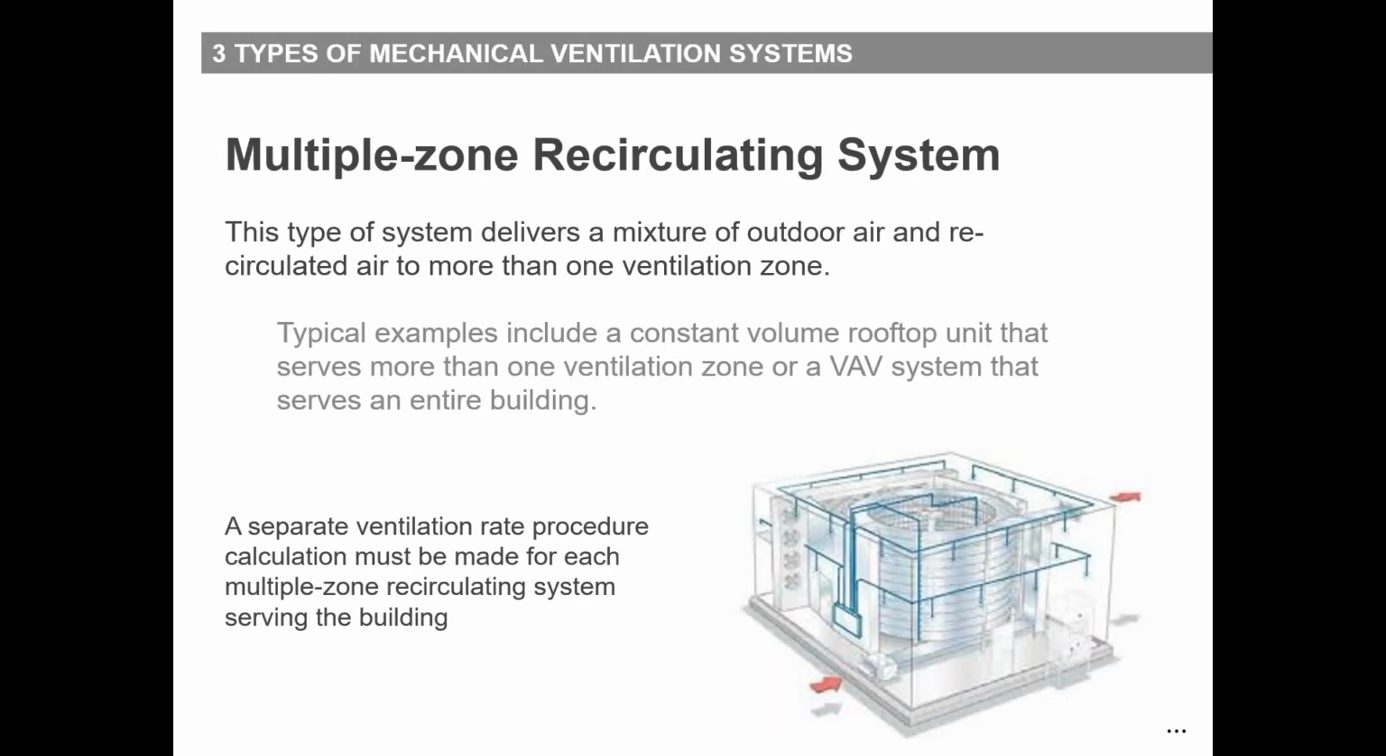So this is just a good one to remember. We've got multiple zones with outdoor and recirculated air. If you want to think of an example in your head, you could think of a rooftop unit that serves an entire building. So those are our three types of mechanical ventilation systems: we have our single zone, 100% outdoor air, and multi-zone recirculating system.